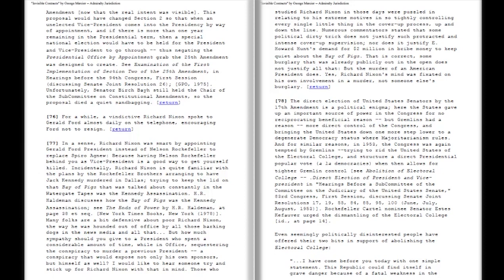And for similar reasons, in 1953, the Congress was again tempted by gremlins trying to rid the United States of the Electoral College, and structure a direct presidential popular vote. Raw democracies then allow for tighter gremlin control. See Abolition of Electoral College, Direct Election of President and Vice President.